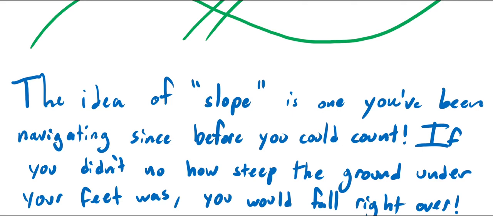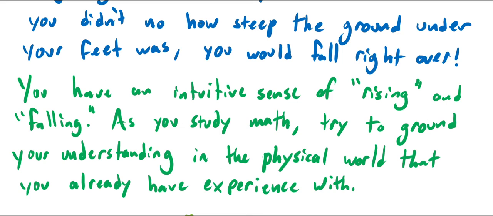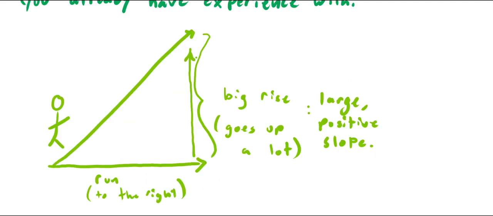So we should try, when we learn new things about this concept that we already know, to tie it back to the physical thing that we're already familiar with. You already have an intuitive sense of rising and falling. So whenever you learn these new concepts, try to ground them back in that physical understanding that you already have some experience with. Let's start with the idea of what it means to be steep. If you were to climb a steep hill, if you went forward a little bit, you would go up by quite a lot. And so what we want to think about is that as we run in a horizontal direction, and I just want to get you used to this idea of run to the right, we're always going to be considering movement from left to right.